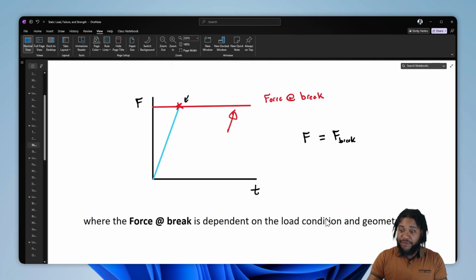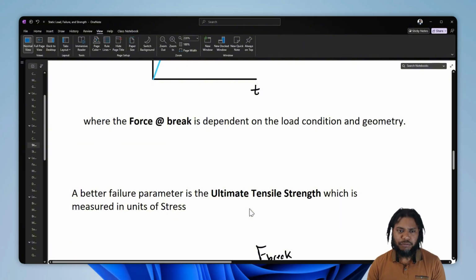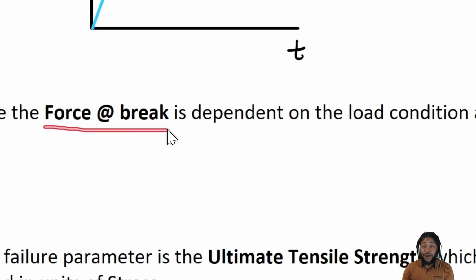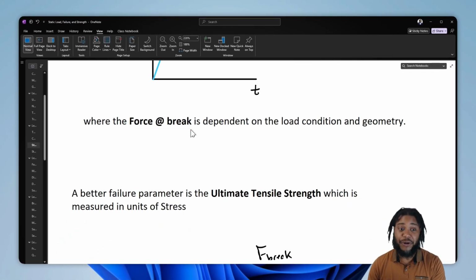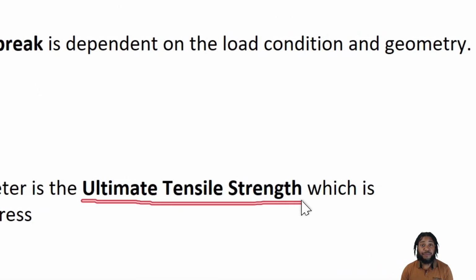That means for every different type of part that you make, it's going to break at a different force that's applied to it. It's not going to have the same force at break, this part or that part. And so, rather than using force at break as a property to try to design any part, a better failure parameter is what we call the ultimate tensile strength.